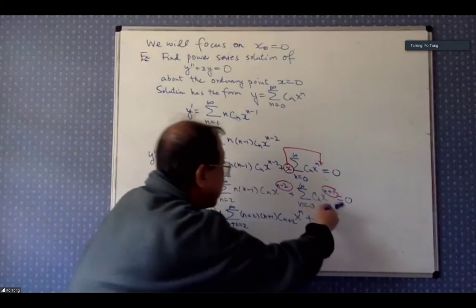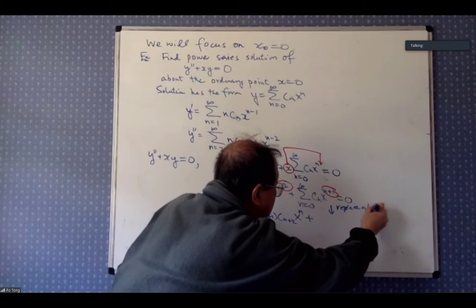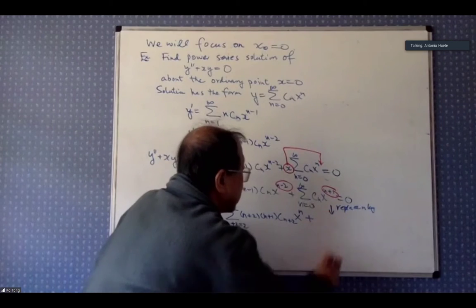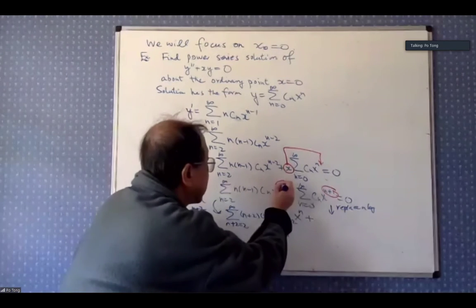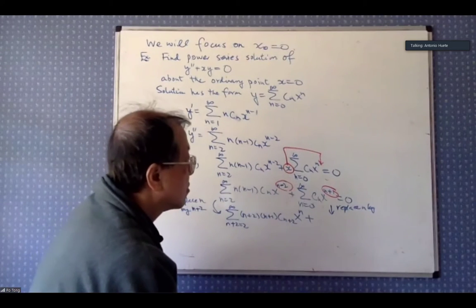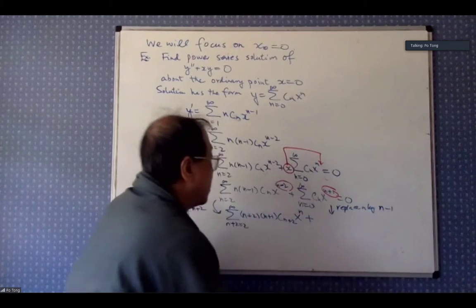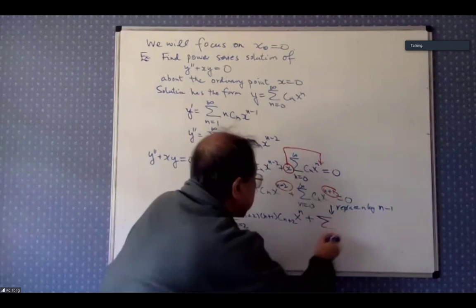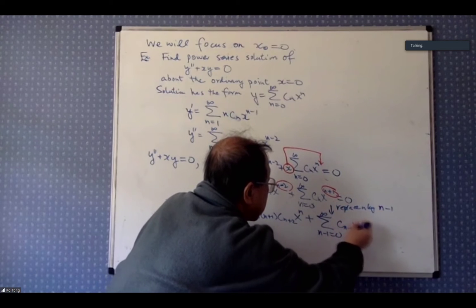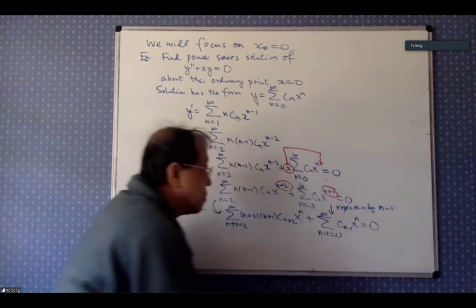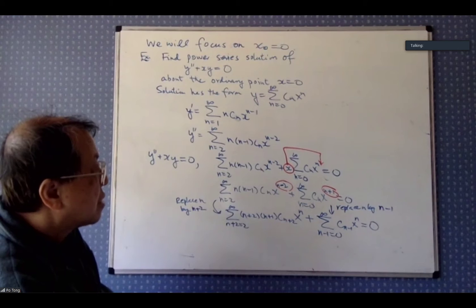How about this part here? Replace n by n plus 1. Professor, is that an n plus 2 or n minus 2 that's circled in red? Minus. So replace n by n minus 1. Are we still okay?